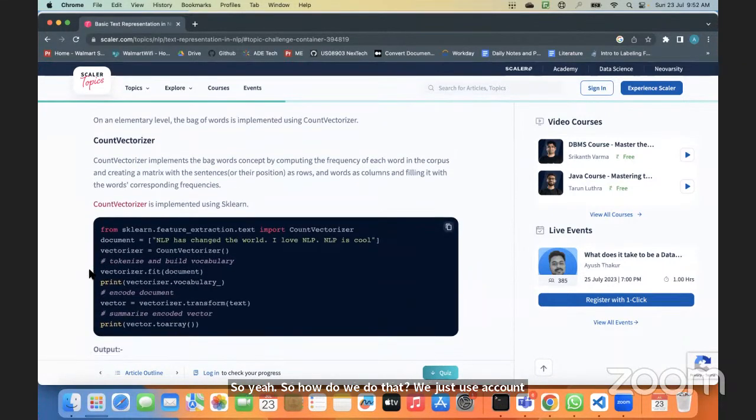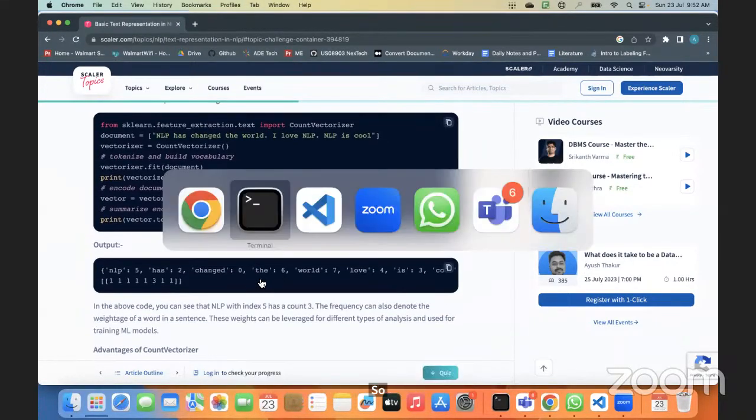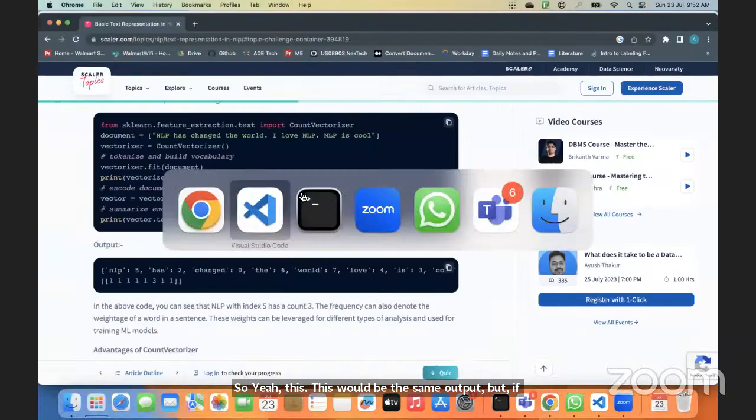Count vectorizer is an inbuilt. It just gives the count of the number of words. It first divides the set of sentences into words, and then makes a set out of it to remove the redundant words, and then gives you the frequency of the words. Yeah, this will be the same output, but if you want, I'll just run it. Count vectorizer.